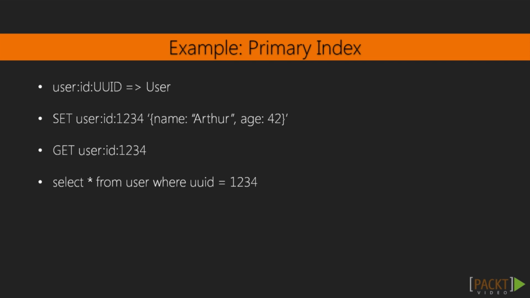Thus we can get or set the value in a way that mimics what a SQL query on the UUID might look like. So that you can't actually use that select star, but that's essentially what we're doing when we call get on user:ID:1234.